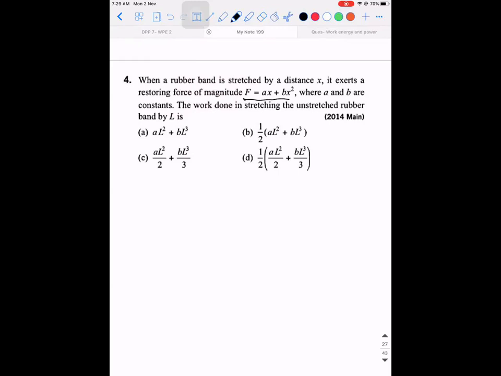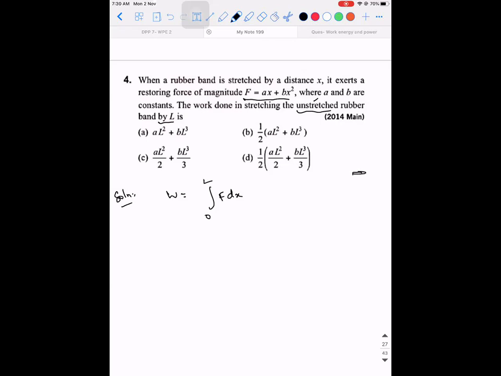So the work done in stretching the unstretched rubber by L. What do they mean by unstretched rubber? It means you can take the extension of an unstretched rubber to be 0. Since it's a variable force, what formula are you going to use? Siddharth? Integral of F dx. By them saying unstretched rubber, what am I supposed to take the lower limit as? 0. That's right. So 0 to L.